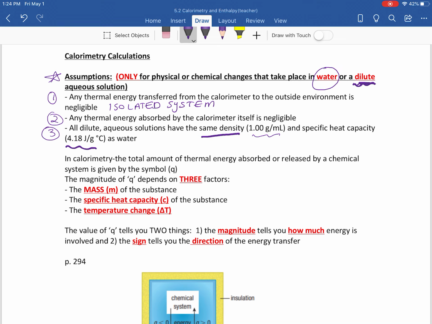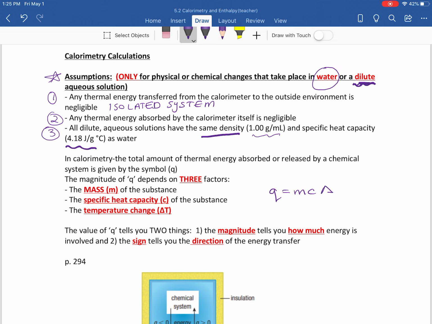So then, in calorimetry, the total amount of thermal energy absorbed or released by a chemical system is given by the symbol Q. Okay, so when we talk about Q, it depends on 3 things. The mass of the substance, so how much of the substance you're dealing with. Because obviously if we're talking about a cup of water versus a bathtub of water versus a swimming pool of water, the cup of water is going to heat up faster because there's just less of it, right? Secondly, the specific heat capacity of the substance. But in these cases, for calorimetry purposes, for the most part, we're going to assume water. And lastly, the temperature change.